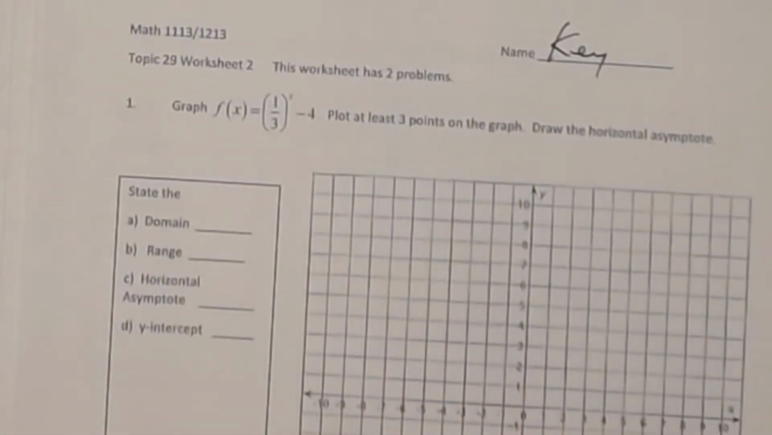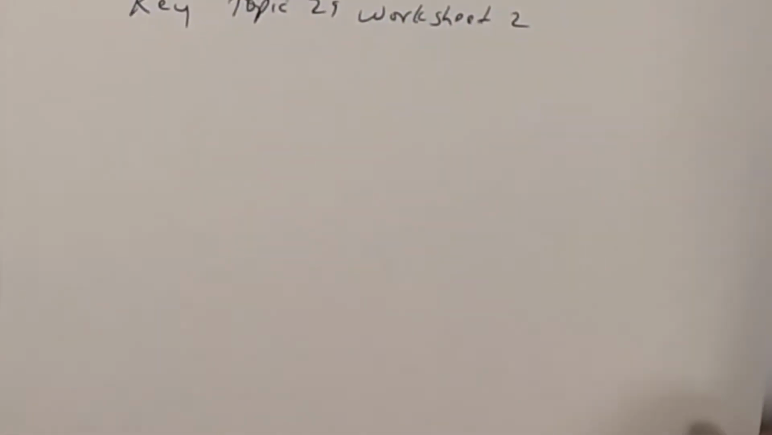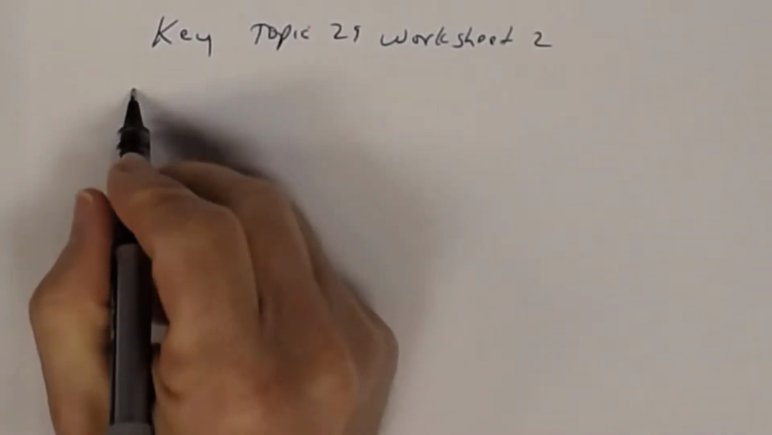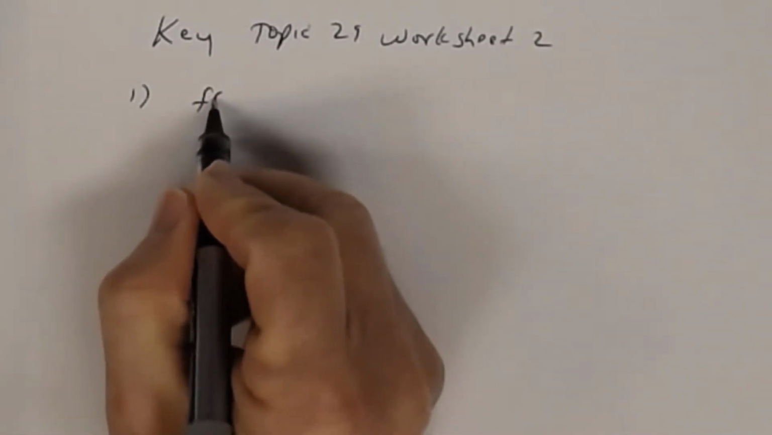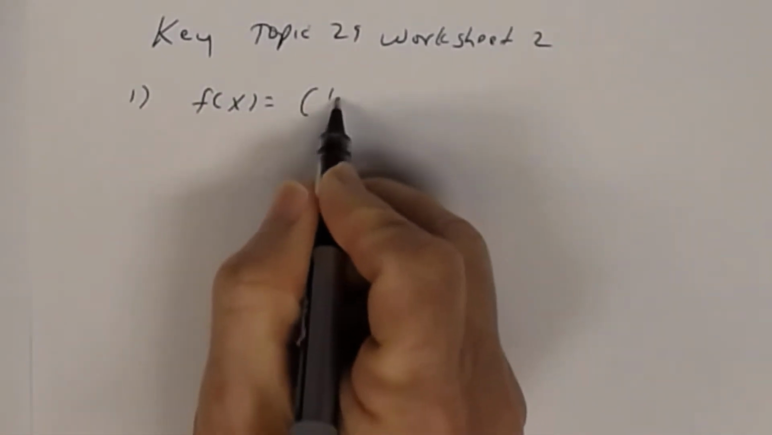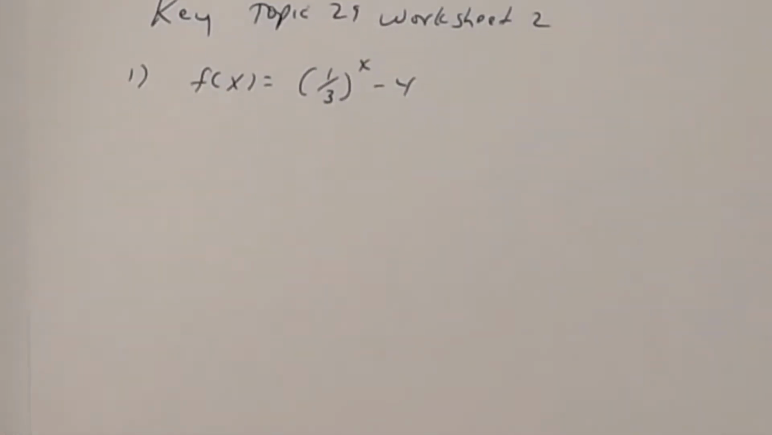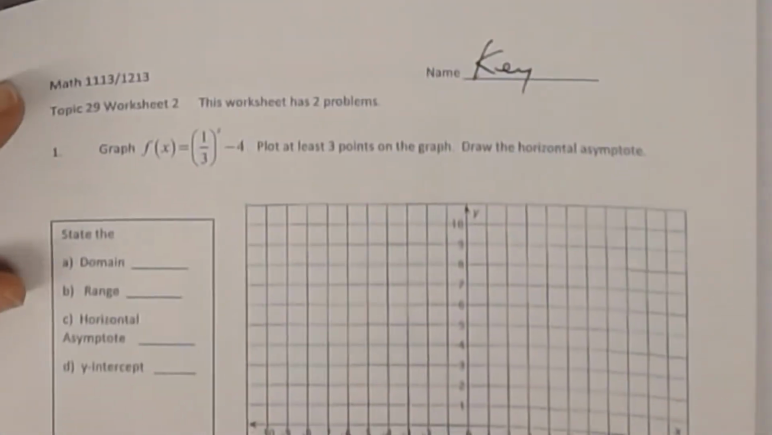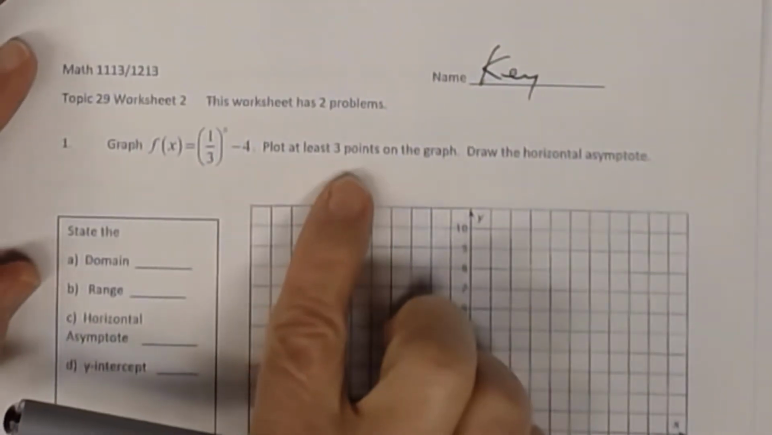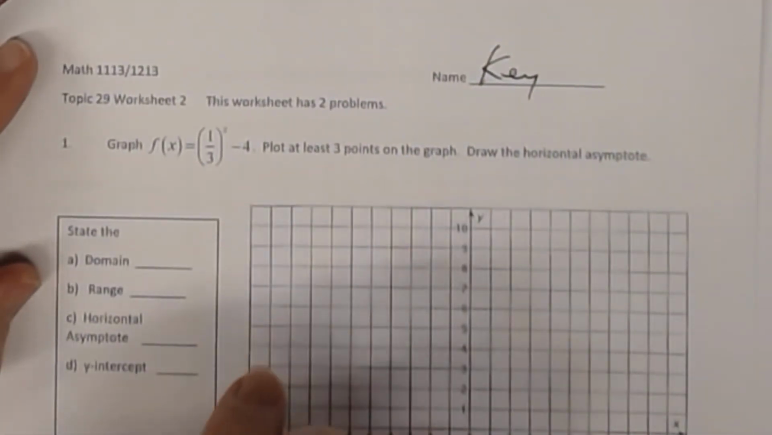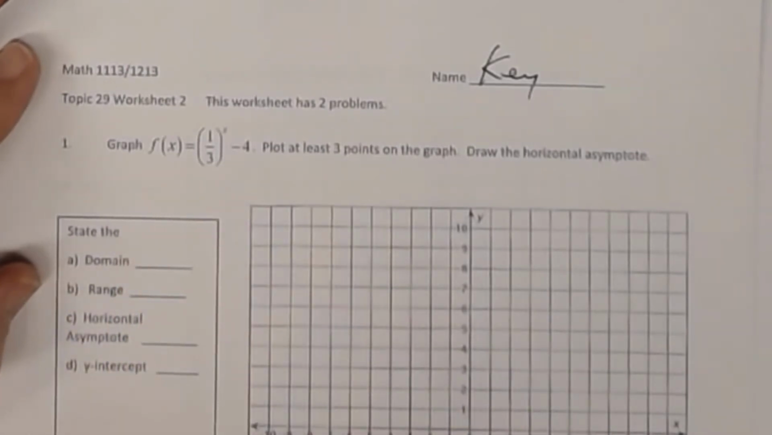I'm going to go ahead and rewrite number one here. We have this function f of x is equal to 1/3 raised to the x power minus 4. Now remember the direction says this: plot at least 3 points on the graph and then draw your horizontal asymptote. And then you also have to answer all these questions.